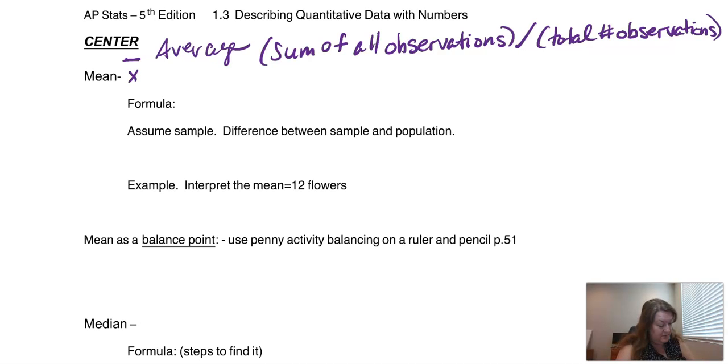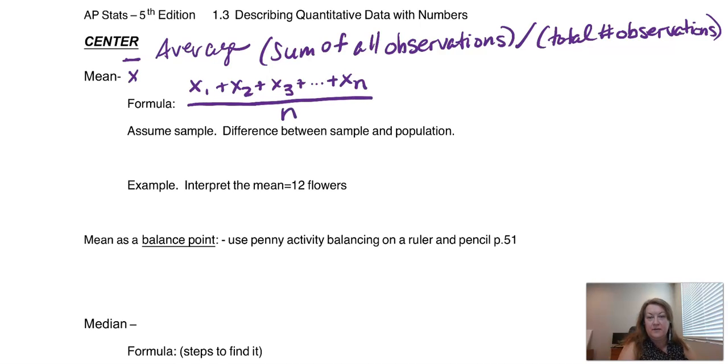The official formula looks like this: x sub 1, which just means the first number in my list, plus x sub 2, plus x sub 3, make a pattern, plus dot, dot, dot, plus, when we get to the last one, we don't always know what it is, so they call it x sub n. Then we divide that by n. So we add up all the numbers and then divide by the number of numbers.